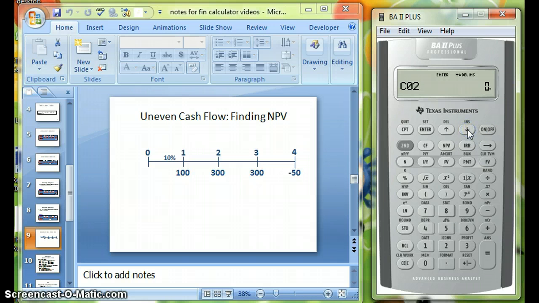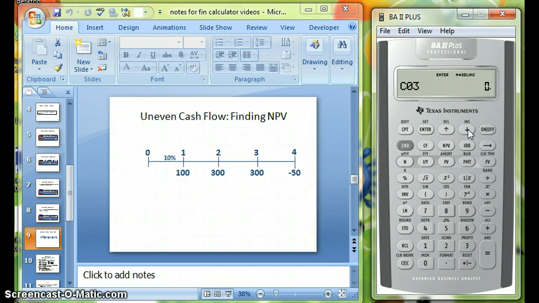And then we have the next cash flow, $300. After you input $300, go down and it asks you, okay, how many $300 do you have? Well, we do have 2 right next to each other, so we can go 2 and enter. Every time you input a number in this cash flow registry, don't forget to press the enter button.